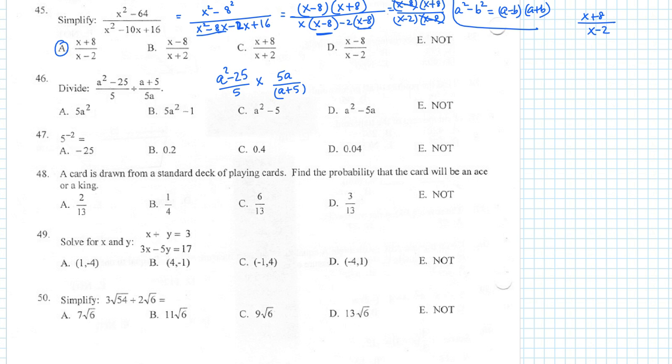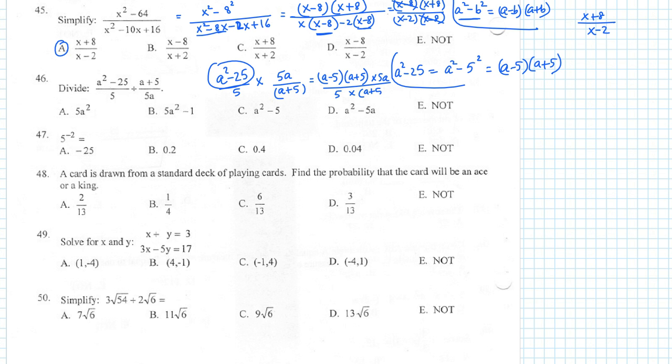So once again, if you look at this expression carefully, a squared minus 25 is nothing but a squared minus 5 squared. So again, this is of the form a squared minus b squared. So we can write this as a minus 5 times a plus 5. So if I write this as a minus 5 times a plus 5, and then I have times 5a divided by 5, and then I have a plus 5 over here.